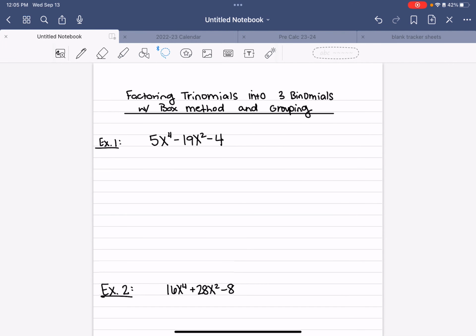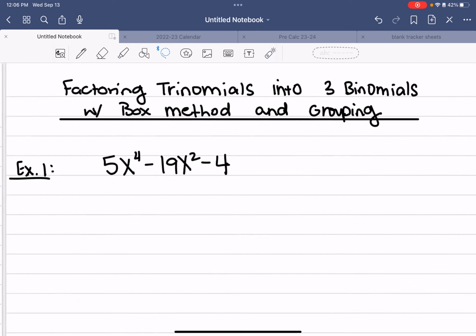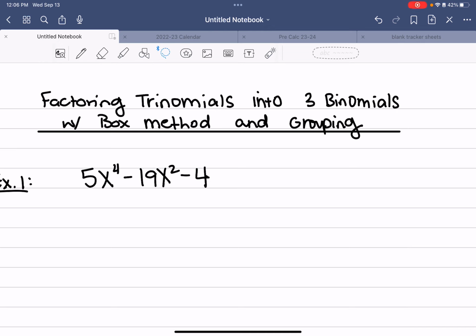Hey everybody, we're going to go ahead and work through a few problems here to help you with any questions you have on how to factor a trinomial that will then factor into 3 binomials instead of just 2 binomials. So this will be for questions that aren't quadratics but are instead other polynomials. Normally they're going to be quartic questions that will then use the box method and grouping. So I'm going to show you both ways.